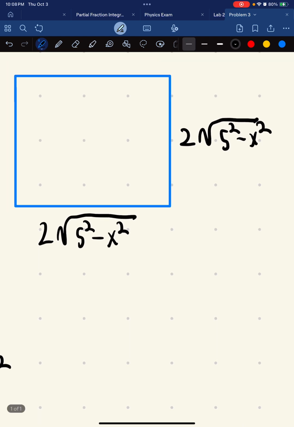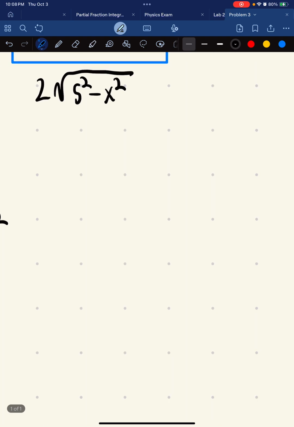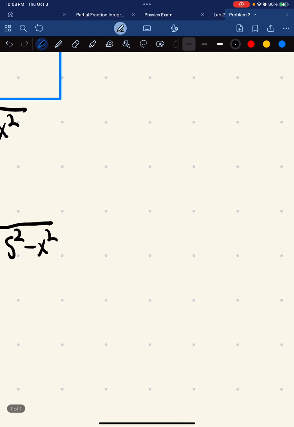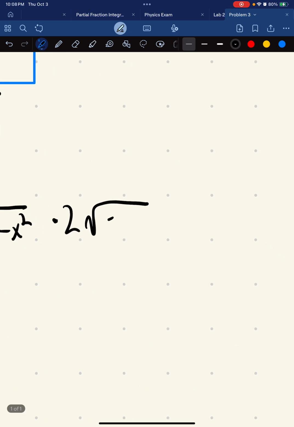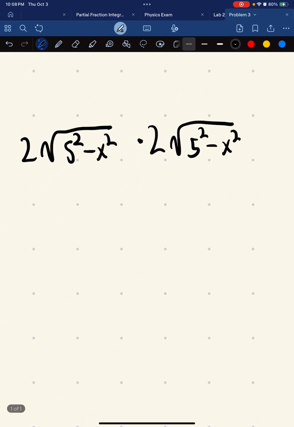And now we want to solve for the area of this slice. So to do that, we have to multiply the length and the height of our slice. So this is going to turn out to be 2 times the square root of 5 squared minus x squared, times 2 times the square root of 5 squared minus x squared. And so I'm going to begin by taking the square root.